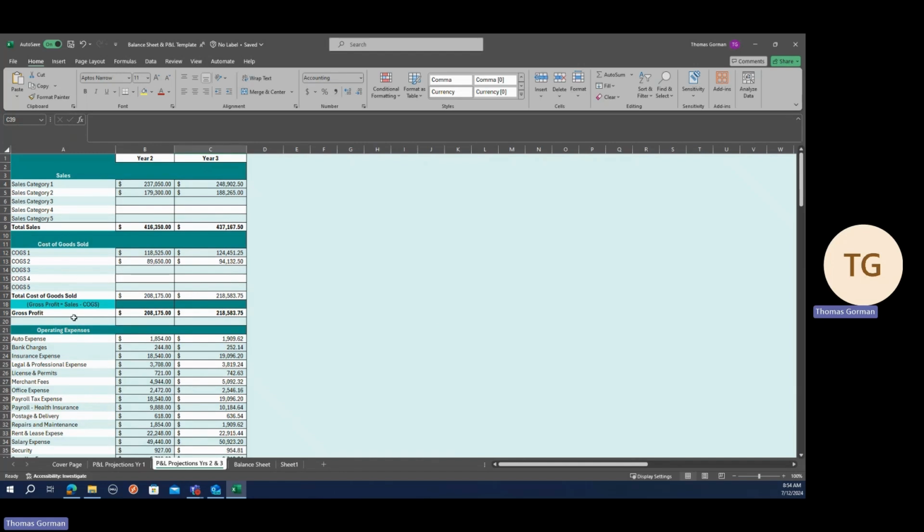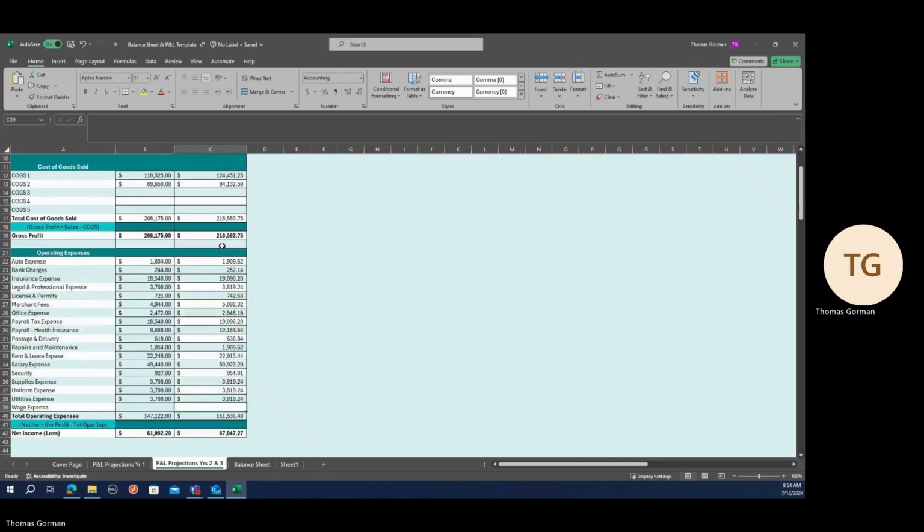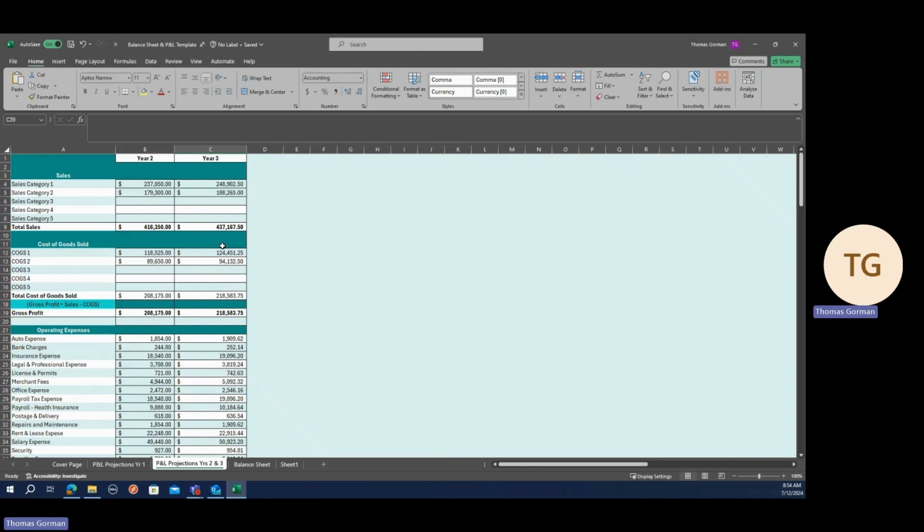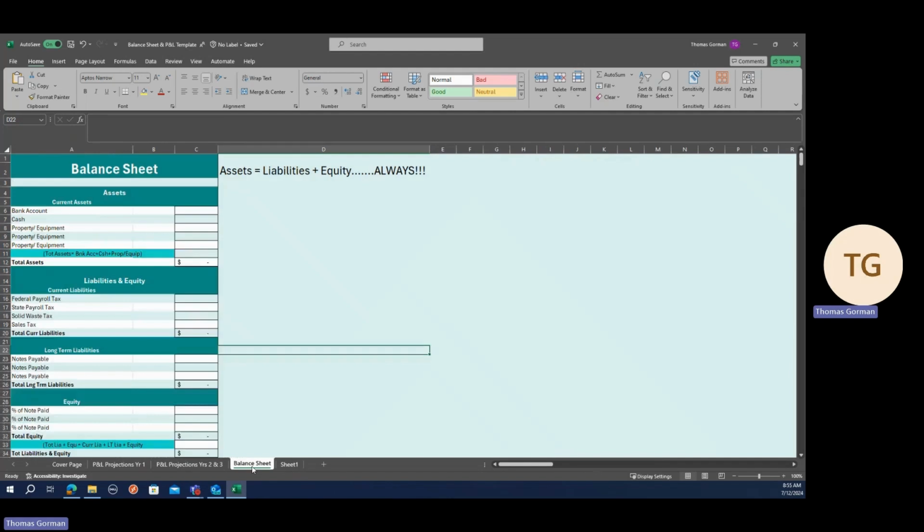So you've seen how we would handle this if we were a startup, now how we would handle this if we were an existing business. So we can move forward to the balance sheet, and that will complete this tutorial. As I said earlier, the balance sheets for startups are very simple. There's usually not much assets involved.